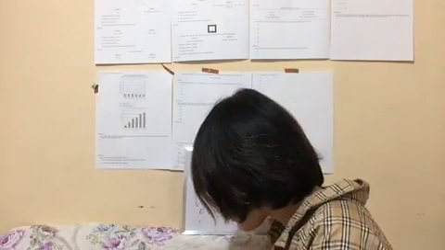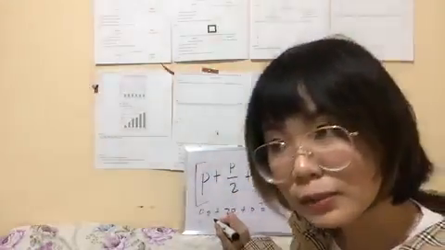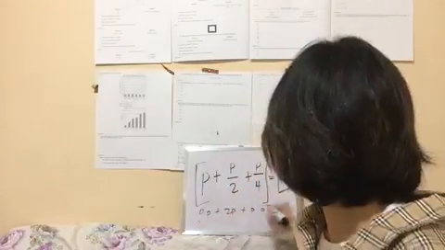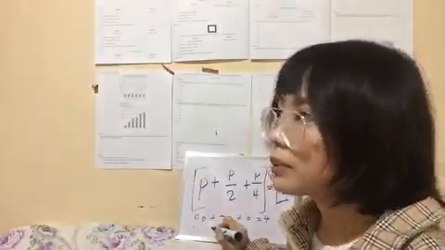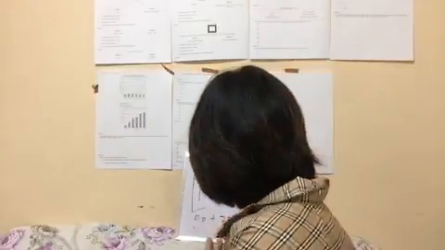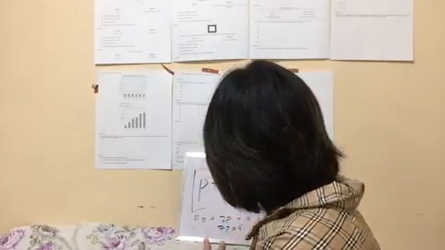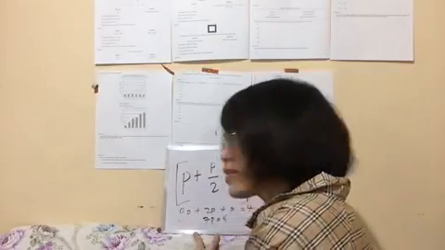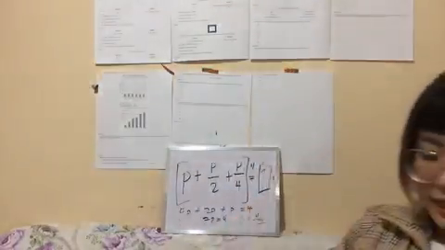We're asked to find the value of p. So, 4p plus 2p is 6p, plus p is 7p. 7p is equal to 4. Therefore, p is equal to 4 over 7. Ta-da!